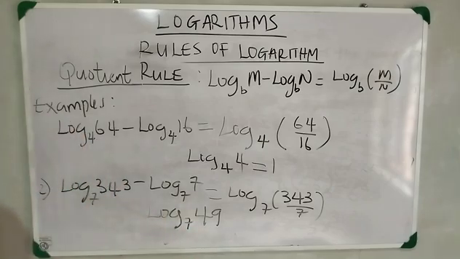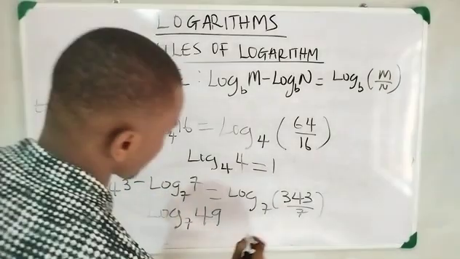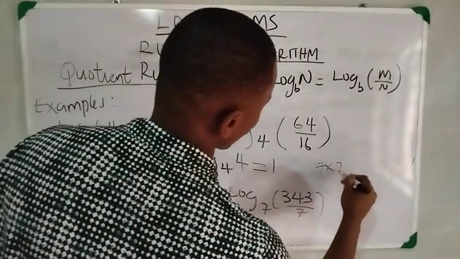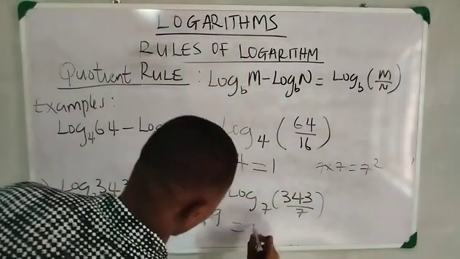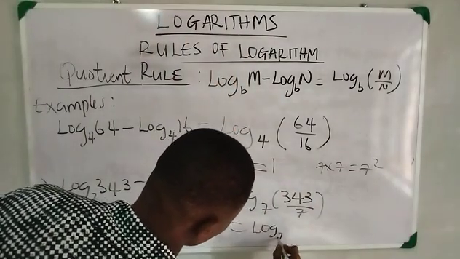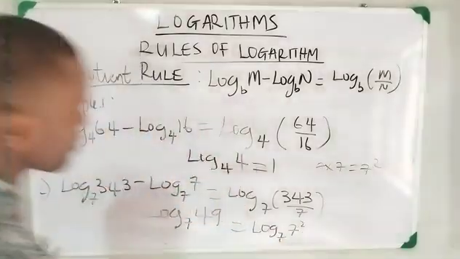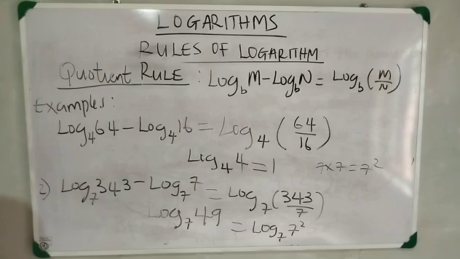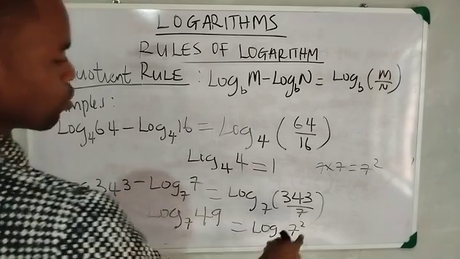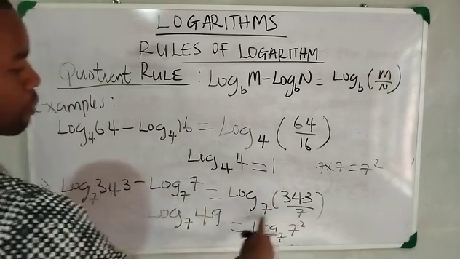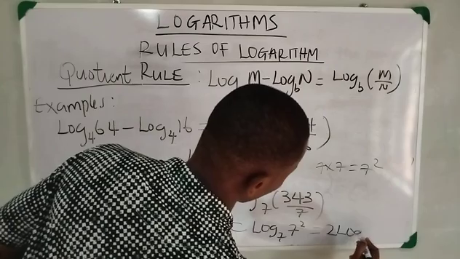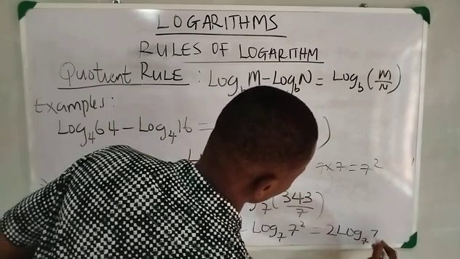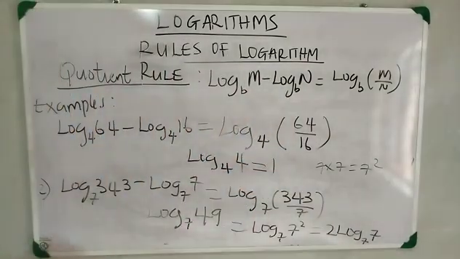Alright? But 49 is the same thing as 7 times 7, which is 7 squared, right? So let's express this as log to the base 7 of 7 squared. According to the power rule, we can move this power of 2 to the front, which is going to give us 2 log 7 in base 7.